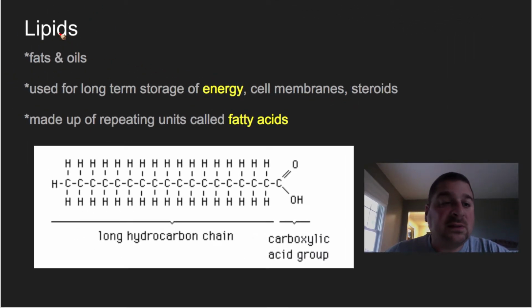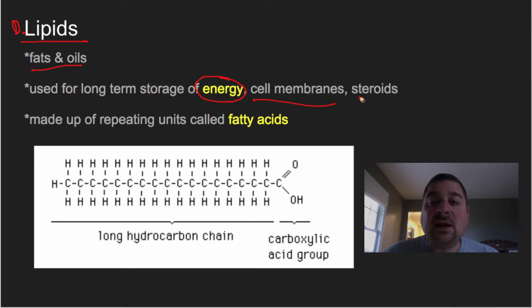Now moving on, this would be letter D in your notes, lipids. Lipids are what we know as fats and oils. Where you have some carbs that you can store for a little while, if the body really needs to store carbohydrates for a long time, we call this long-term storage of energy. We're going to do it in the form of fats and oils. That's also used for cell membranes and steroids, and we'll look at the structure of those here in a little bit as well. In lipids, the monomer, the building block, is what we call a fatty acid.